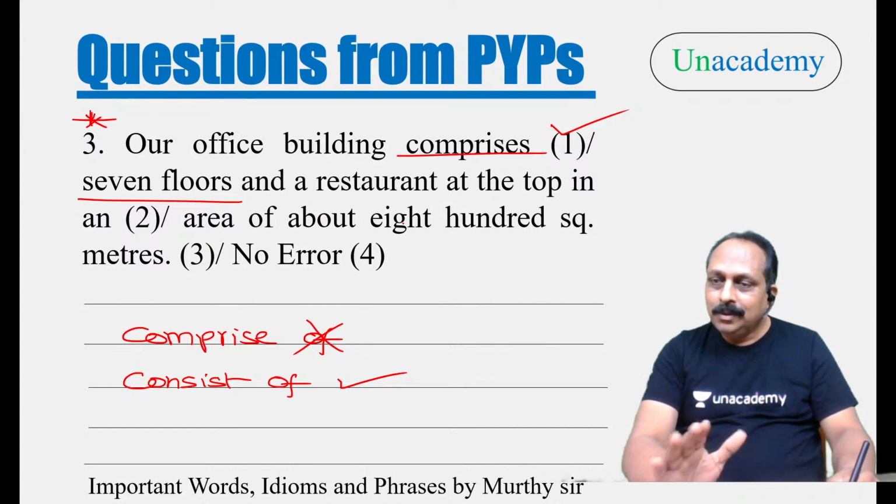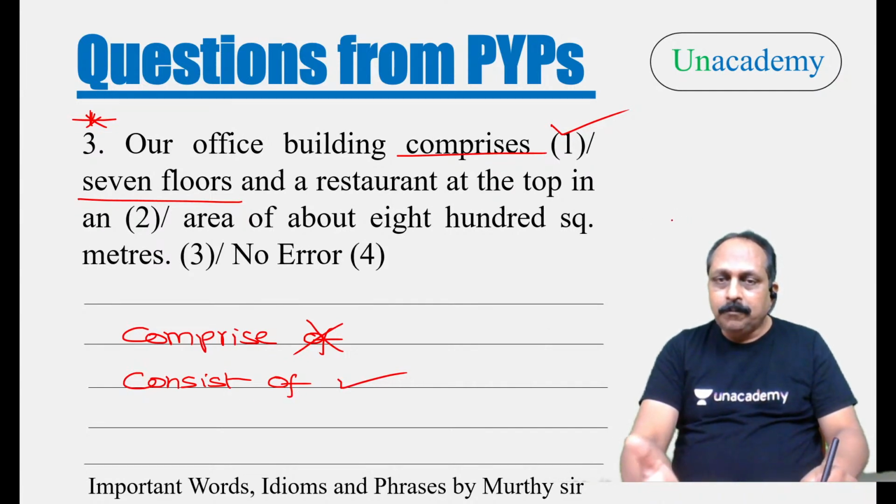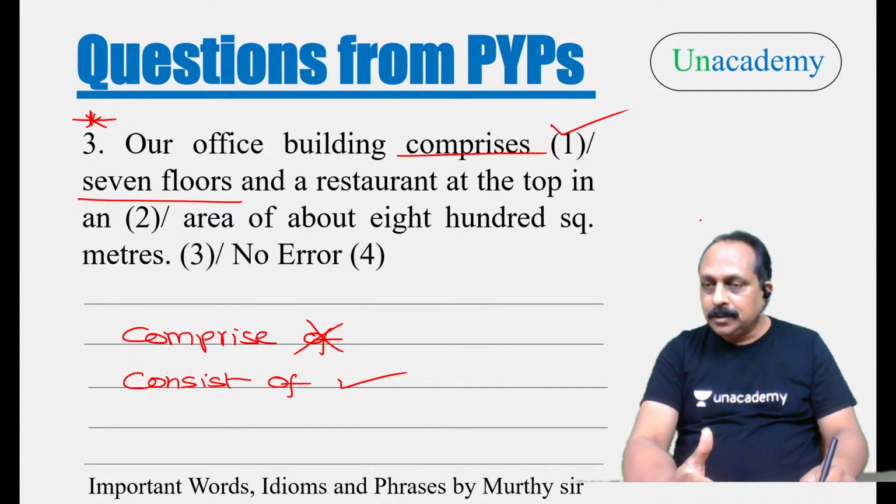Comprise does not take of. That's a common error. They have given it in so many exams. Never use the preposition of after comprise. That is not correct. Consist takes of. That's why I have written here: comprise of wrong, consist of correct. So there is nothing wrong with our office building comprises what?